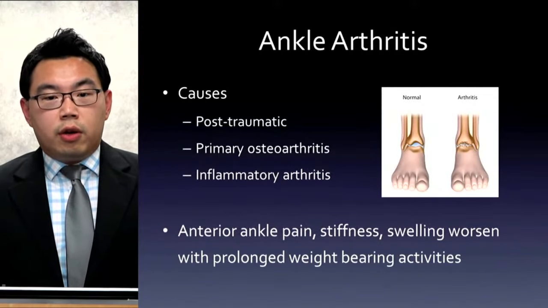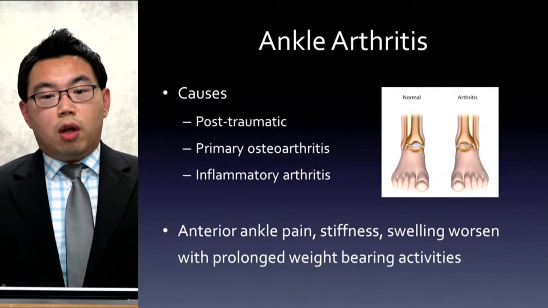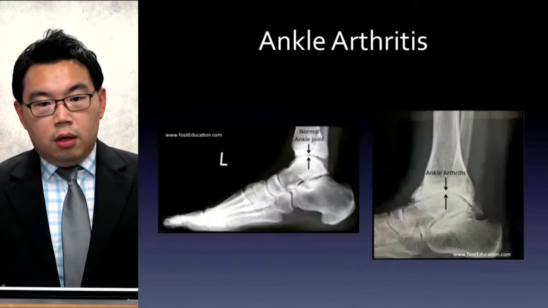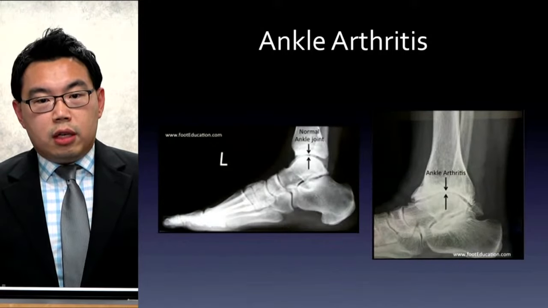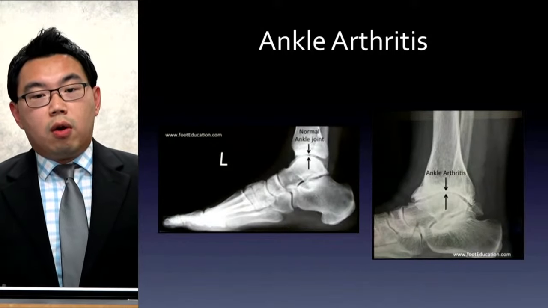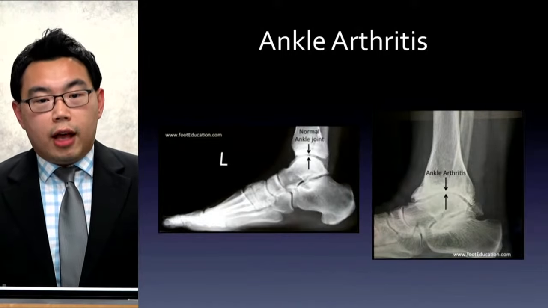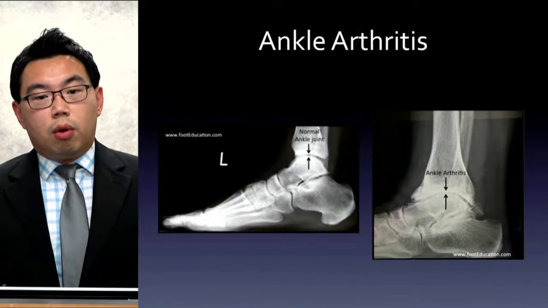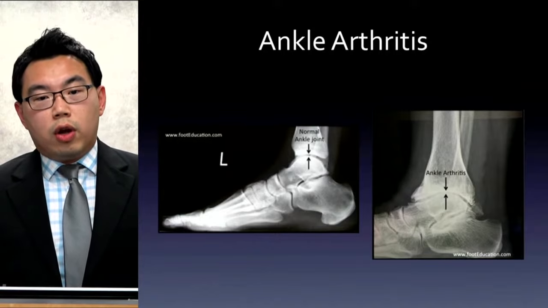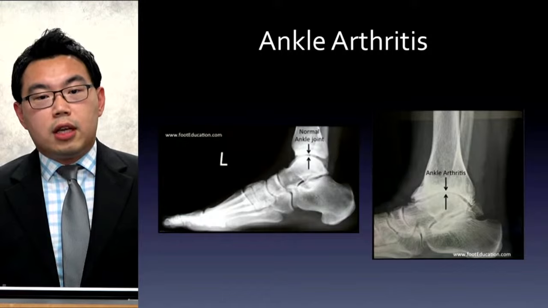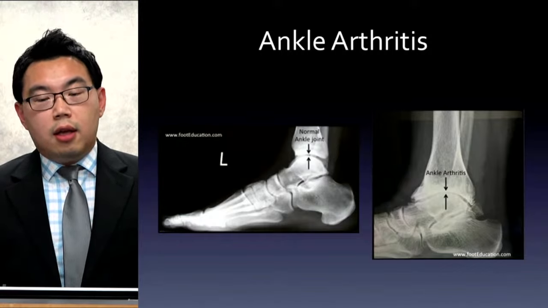Again, the symptoms are anterior ankle pain, stiffness, swelling, and worse with prolonged weight-bearing activities. And why weight-bearing activities? You can see we do put all our weight through our ankle when on our feet. So on the left X-ray, you can see what a normal ankle looks like. The joint line is congruent, is clear, it has symmetrical spacing in the front and the back.